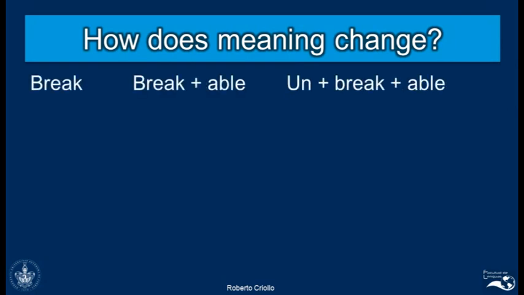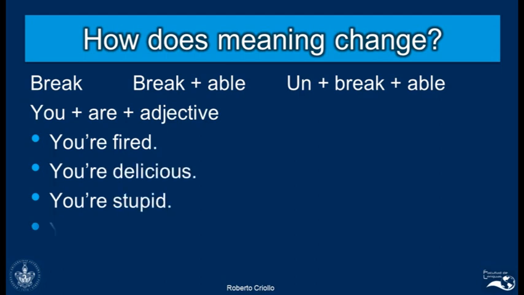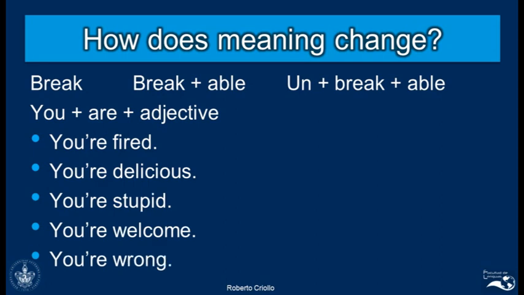Something that is obvious when we see is that by combining different elements, the meanings of every individual element will become part of the whole meaning of a word or a sentence. For example, when you have the combination you plus are plus adjectives, we can make different combinations. You're fired, you're delicious, you're stupid, you're welcome, and you're wrong. All of these will have a different meaning because we are changing words and we're using adjectives with different meaning. So something very obvious is that the combination of the different elements and the meaning of these elements will combine to create combined meaning in a sentence.